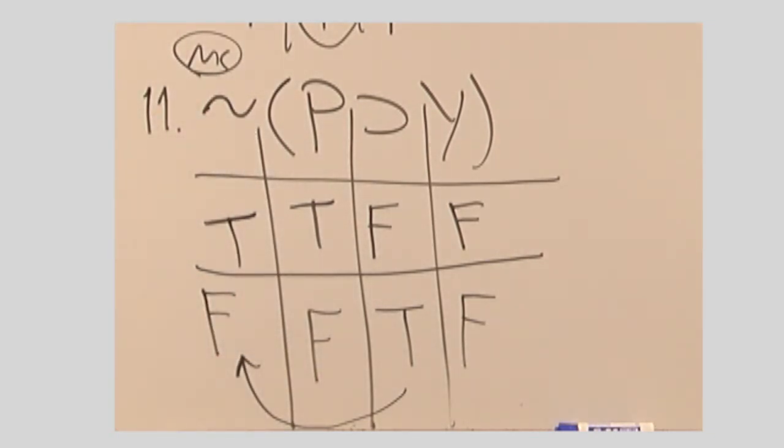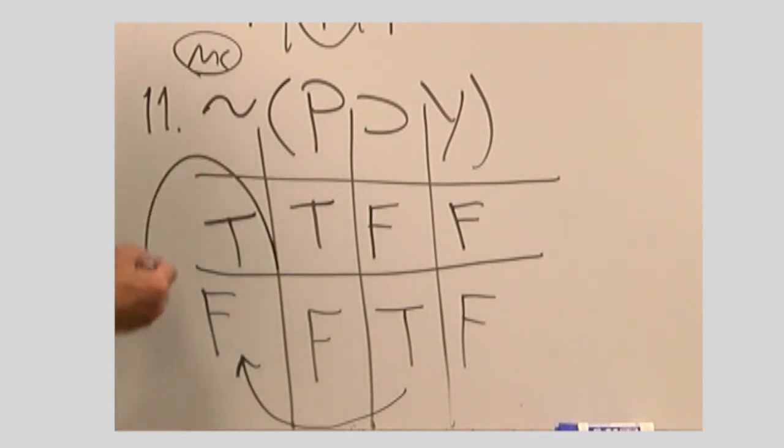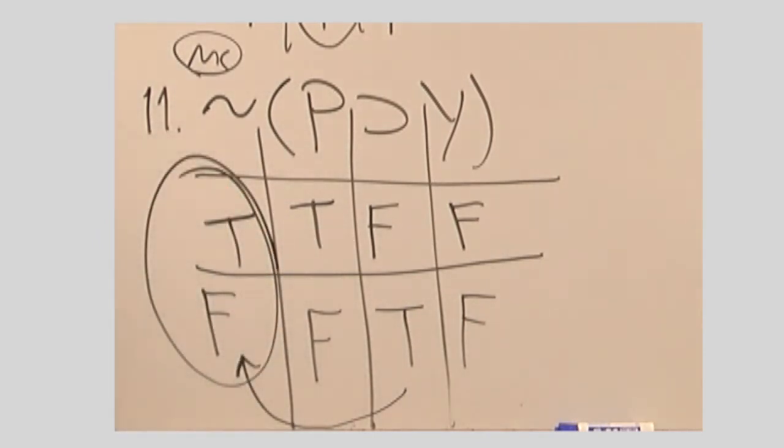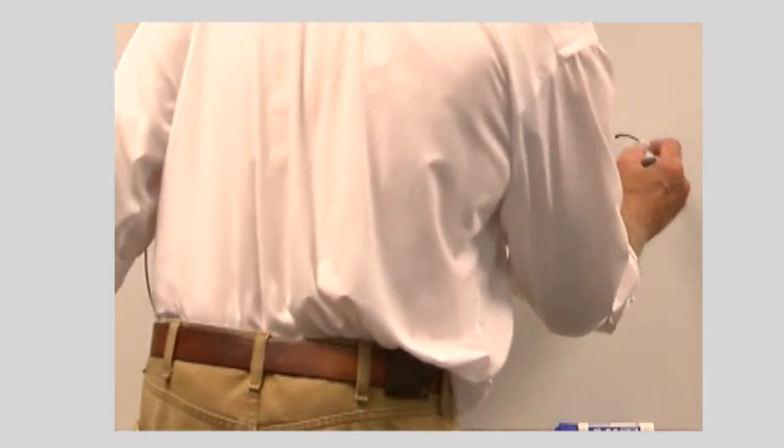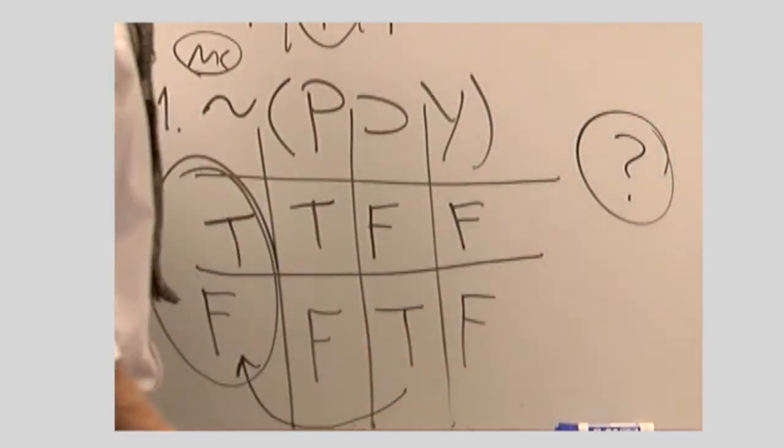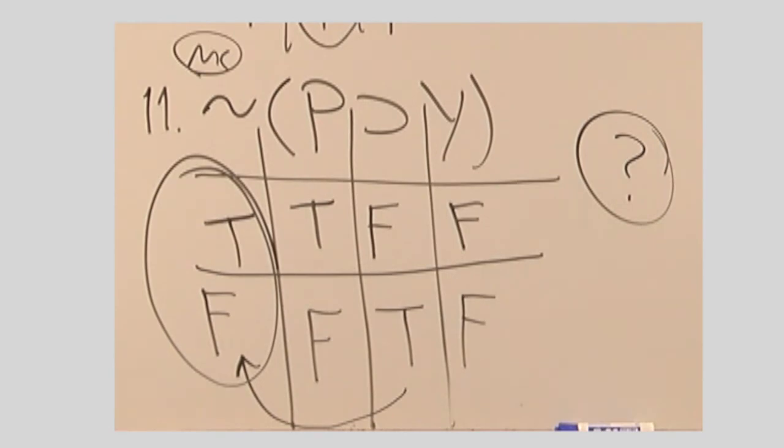Now I've completed my truth table for this expression, and I'm looking only at these 2 cells right here under the main connective. And I read or interpret it to mean that sometimes the expression is true, sometimes the expression is false. It's unknown. We don't know what the truth value of this longer expression is.